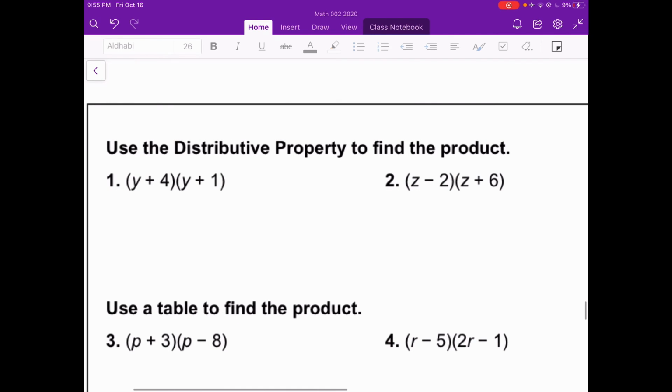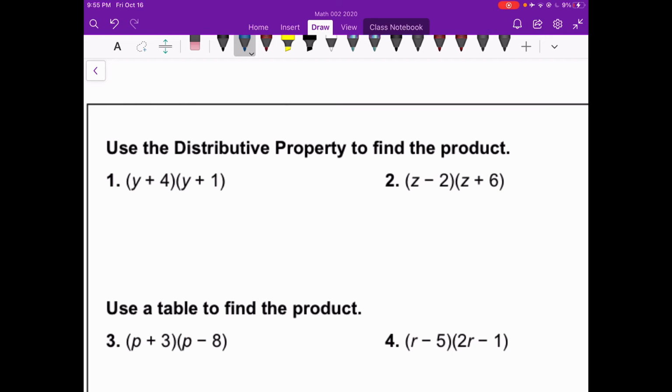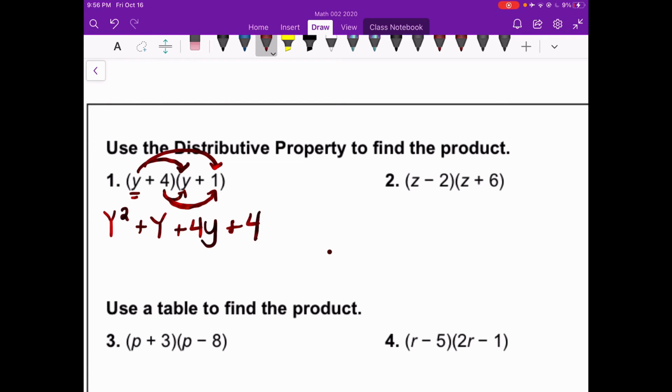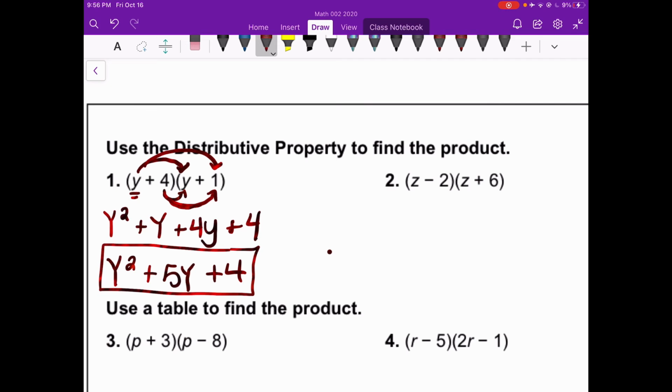Sometimes it will say use the distributive property because that's really what it is twice. You're going to do it with the first term and then the second term. So y times y is y squared. Y times 1 is y. 4 times y is 4y, and 4 times 1 is 4. Combine your like terms and circle your final answer.